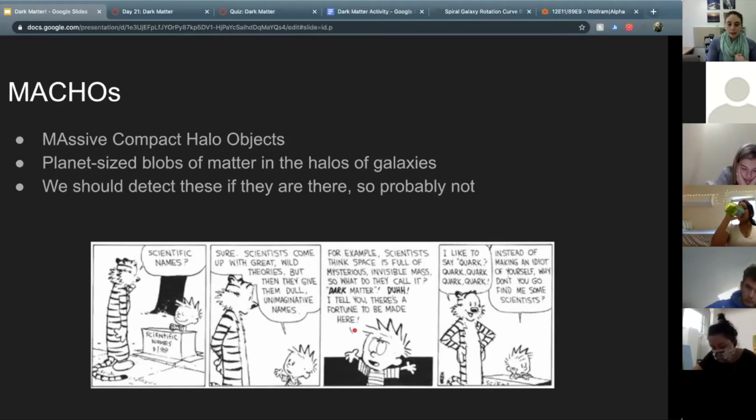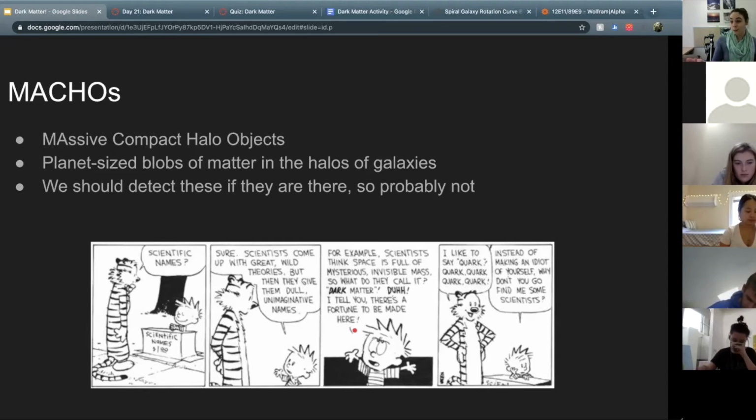The problem with this theory is that if there were MACHOs, the number of MACHOs we would need to create the amount of mass in dark matter, we should have seen them. So if MACHOs were dark matter, we should have observed them, and we haven't. So MACHOs were an initial theory, but we are pretty sure we can rule them out because we have stared at the halo of the Milky Way a lot and we have never seen one.